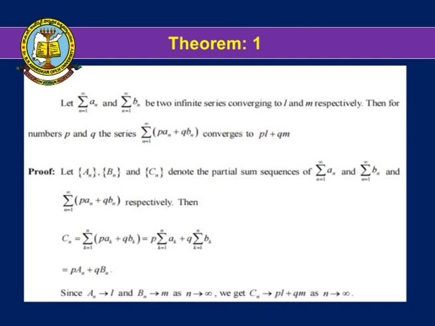Now, I am going to prove it. I take the LHS as sigma n equal to 1 to infinity of p a n plus q b n. Now, C n is represented as sum from k equal to 1 to n of p a k plus q b k. If I separate the terms, p into sigma k equal to 1 to n a k plus q into sigma k equal to 1 to n b k. Now, clearly it approaches p a n plus q b n. Already the series a n approaches L and the series b n approaches m. So as n tends to infinity, C n clearly approaches p L plus q m. Hence the theorem is proved.